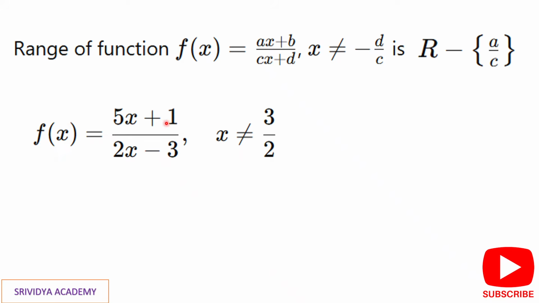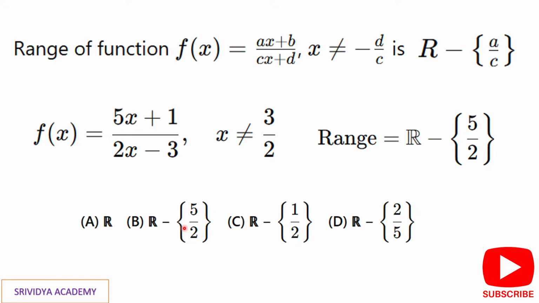Let us compare this with f of x is equal to (ax plus b) by (cx plus d). Clearly, we have a is equal to 5 and c is equal to 2. So, range of this function is nothing but set of reals except a by c, meaning 5 by 2. Here a is 5 and c is 2. So, range is set of reals except 5 by 2. Now, among the given options, the right choice is option B.